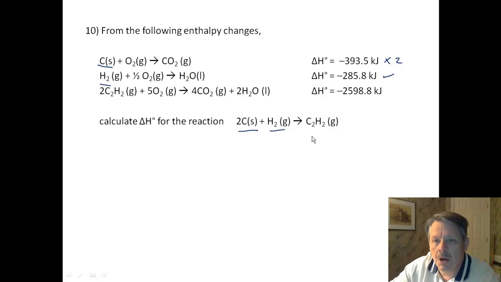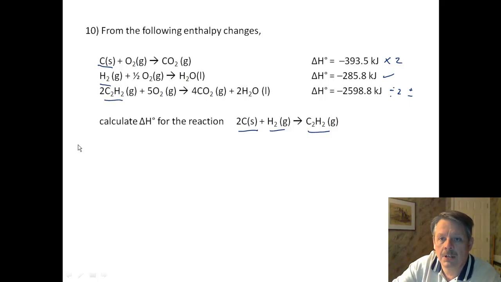Now this bottom one, I'm looking for C2H2. C2H2 is on the wrong side. I've got 2. I only want 1, so I have to divide by 2. And I have to flip the sign because I have to flip this equation. So let's go back and look at each of these things. I'm multiplying the first one by 2, so it's 2C plus 2O2 yields CO2.